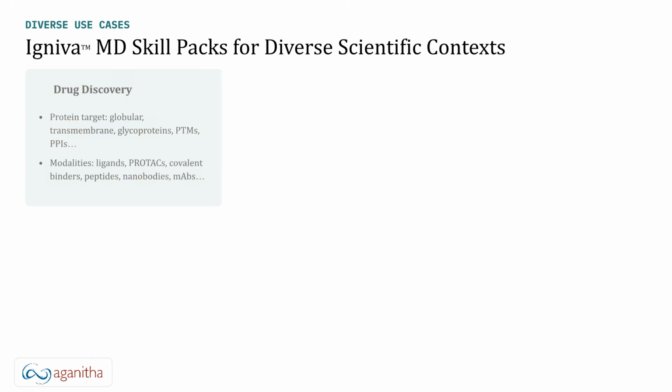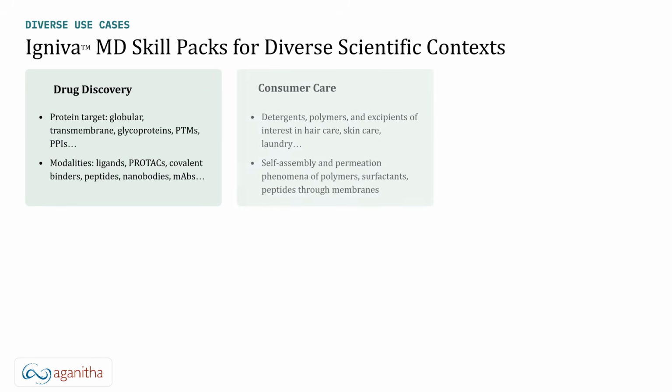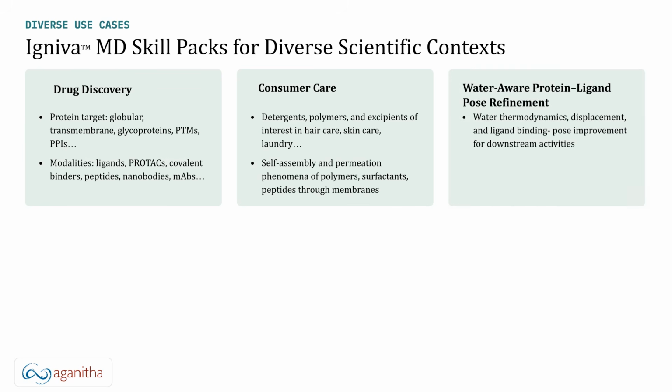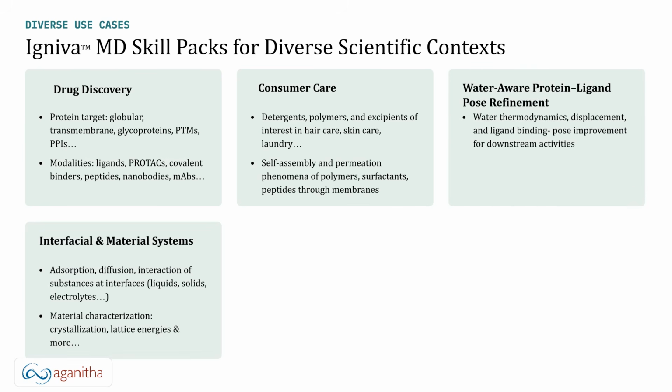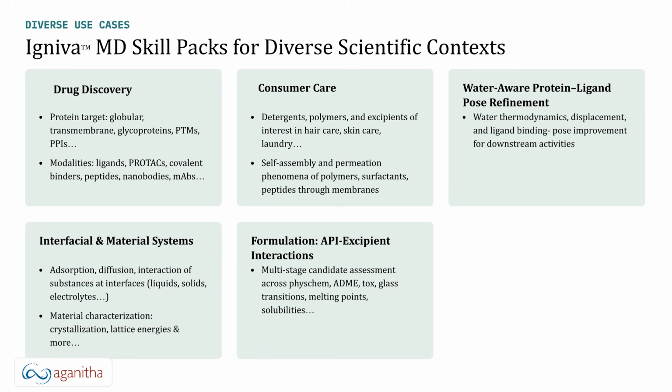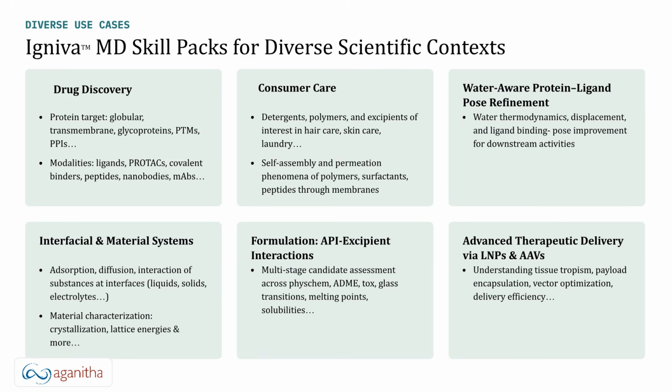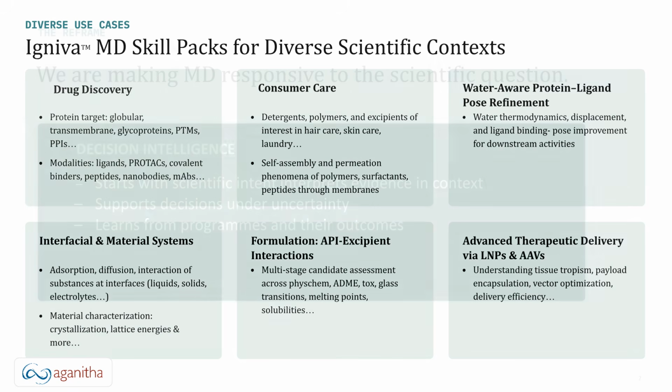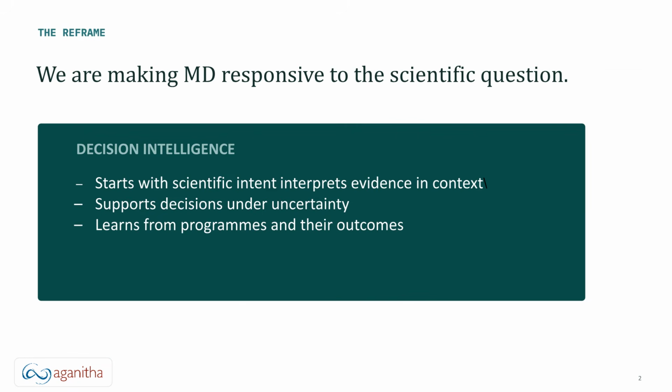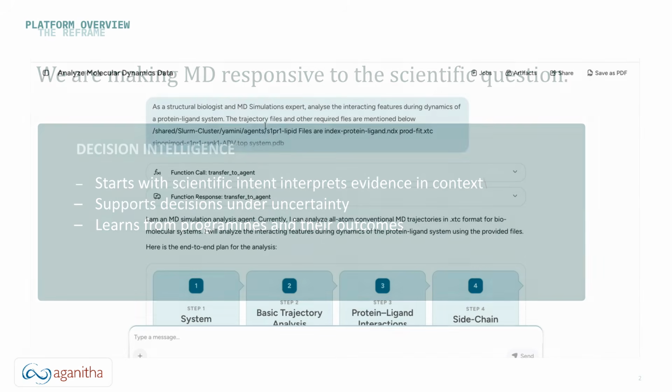Different agentic AI MD skill packs are available depending upon the scientific context. For example, agentic skills for drug and material discovery, self assembly and permeation behavior in surfactants, peptides, and polymers, lipid and interfacial systems, and drug delivery through LNPs and AAVs. These skill packs can be customized to make your MD agent responsive to the scientific question of interest.